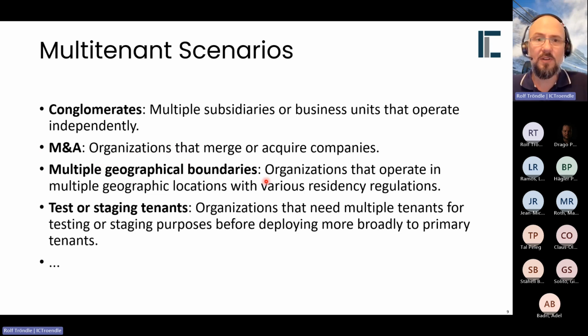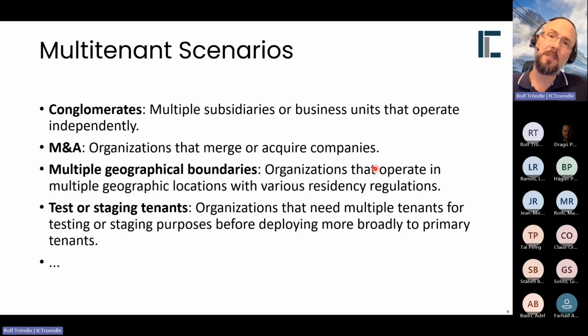Then multiple geographical boundaries. If you have operations in multiple boundaries or in multiple geos with various residency regulations. Yes, I know there is also multi-geo licensing available. If that's sufficient, then you can go with one tenant. But as an example, Exchange Online Protection processes data in the specific tenant, where the tenant is located. So let's say my tenant is located in Europe, then all Exchange Online Protection mails will be scanned and processed inside the European region.